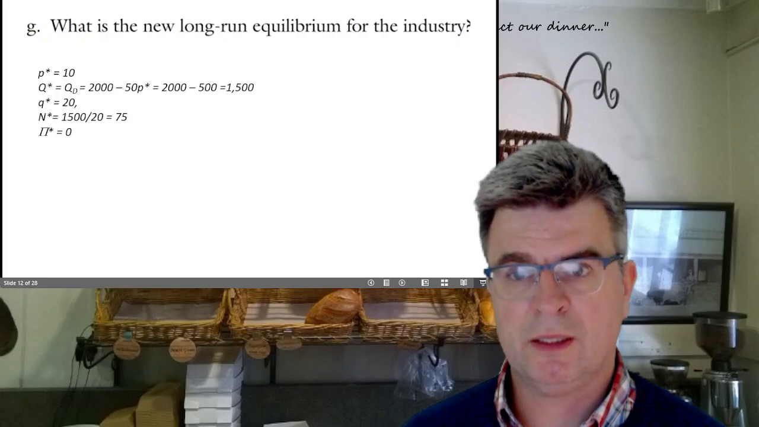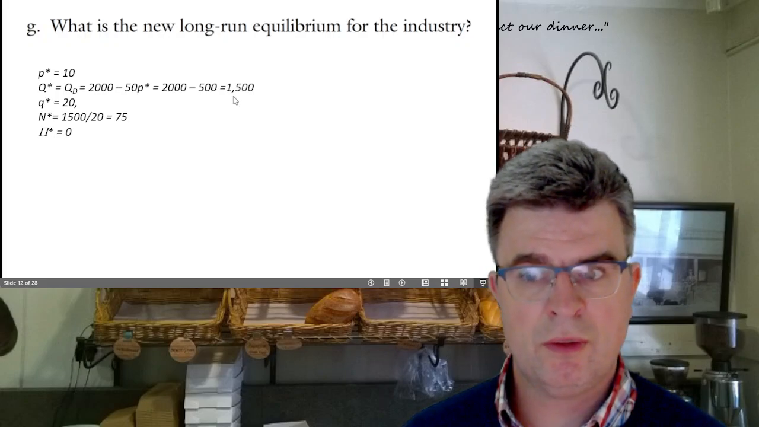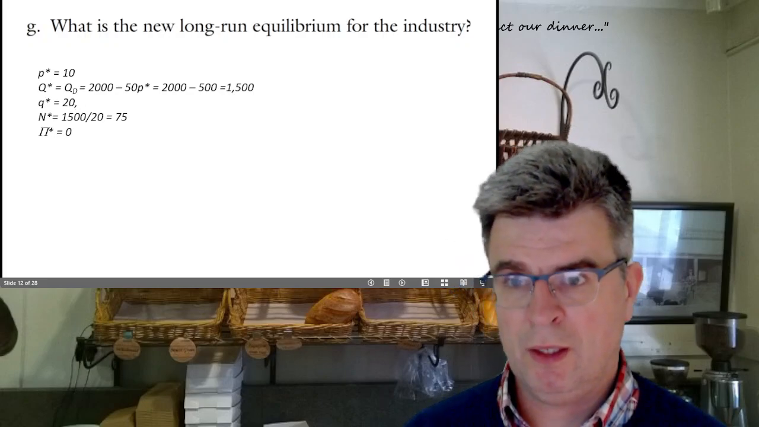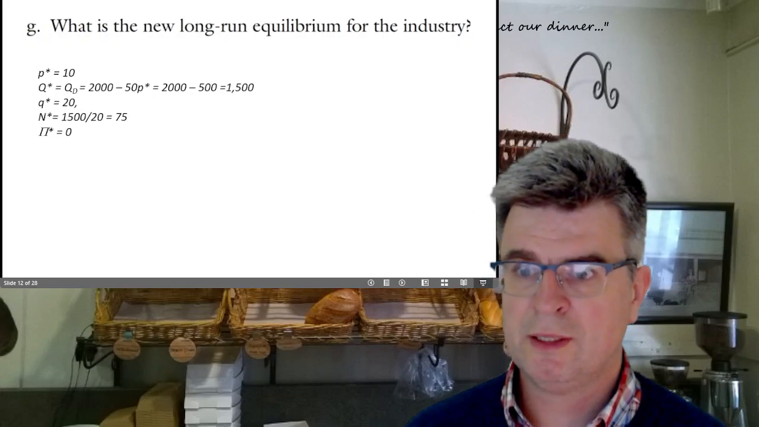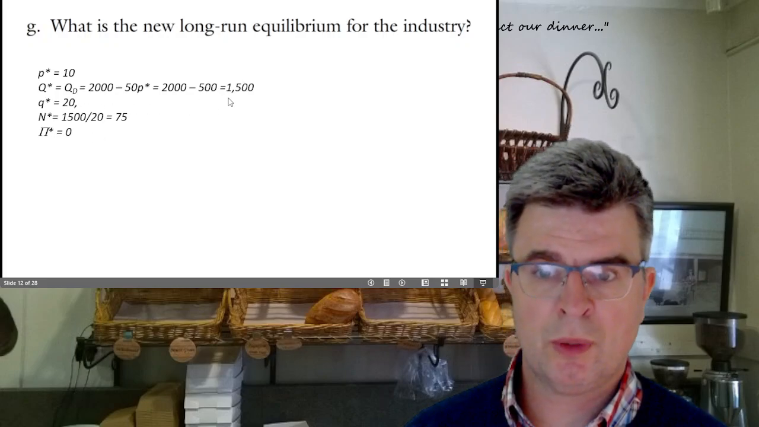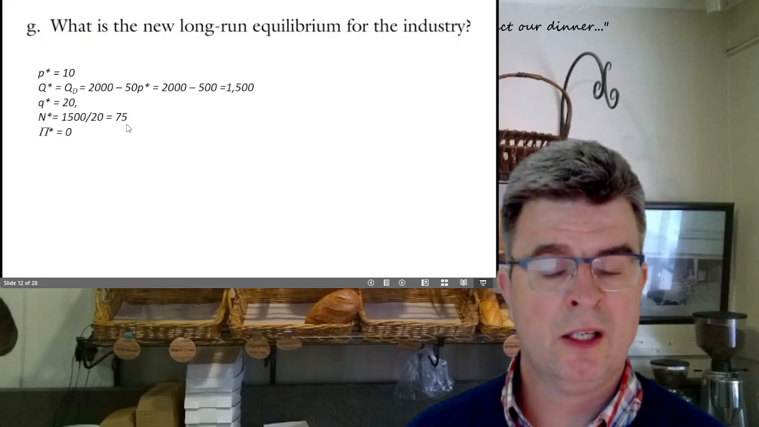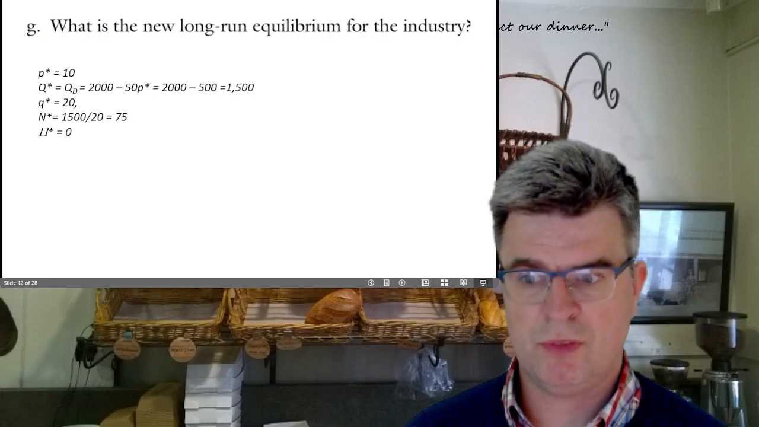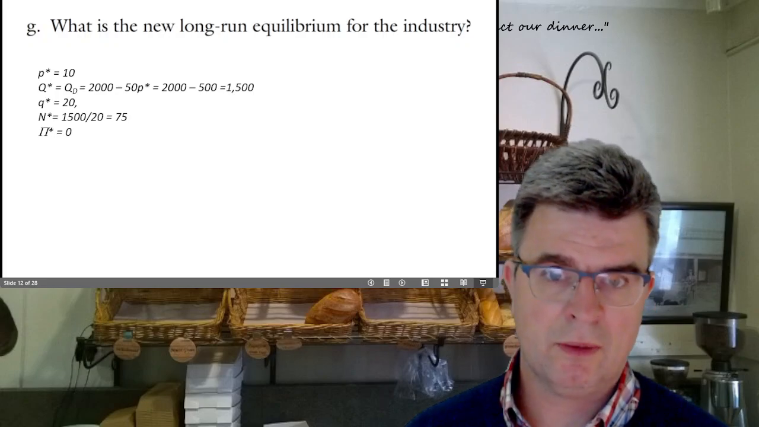We plug in this value of 10 into the new demand function. So the new equilibrium quantity is 1500. Since none of the firms will make a profit, and the market price again is 10, each firm in the long run will produce 20 units. With 20 units per firm and 1500 units in total, it means that we have an entry by another 25 firms, bringing the total number of firms up to 75. And equilibrium profits are back to 0.